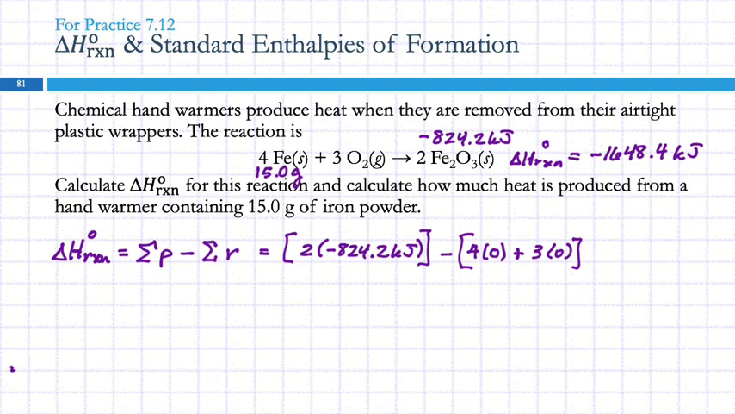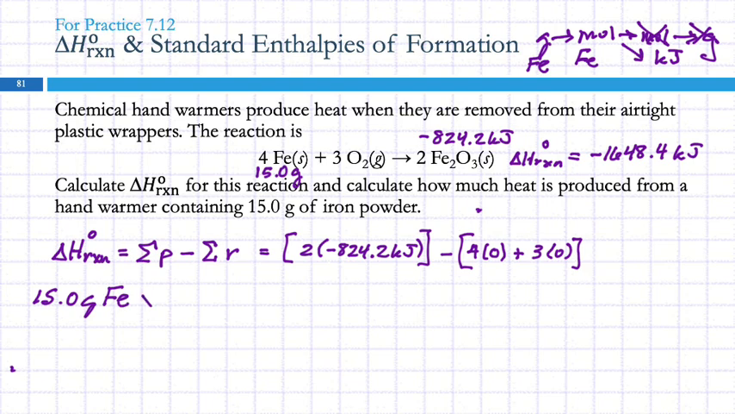That's a stoichiometry problem. Grams to moles to moles to grams. We're starting with grams of iron, but we're going to energy. So we just have to go to moles of iron, and then we can skip directly to kilojoules. 15 grams of iron. I'm going to convert that to moles of iron, and then I'm going to convert that to kilojoules.